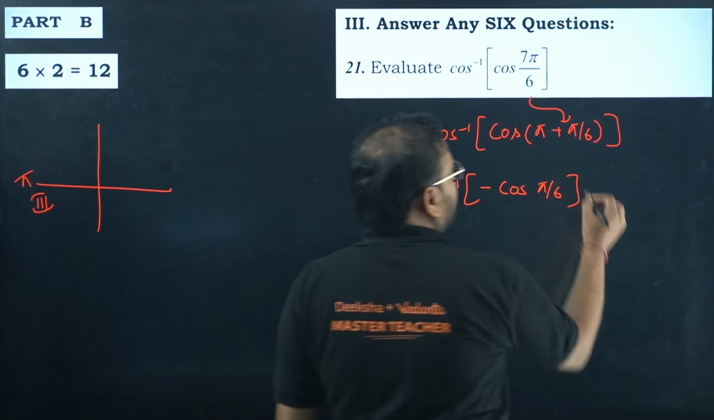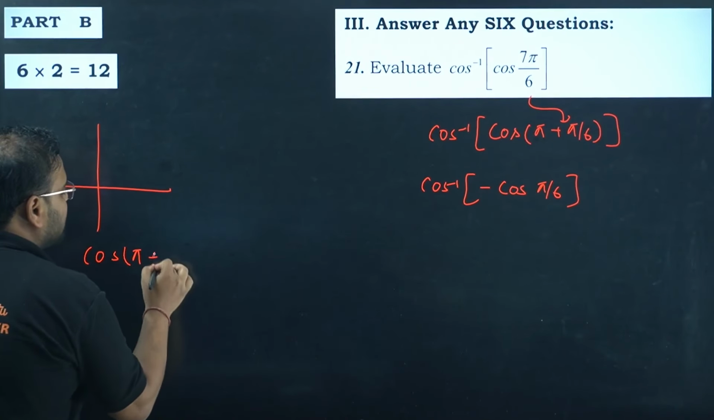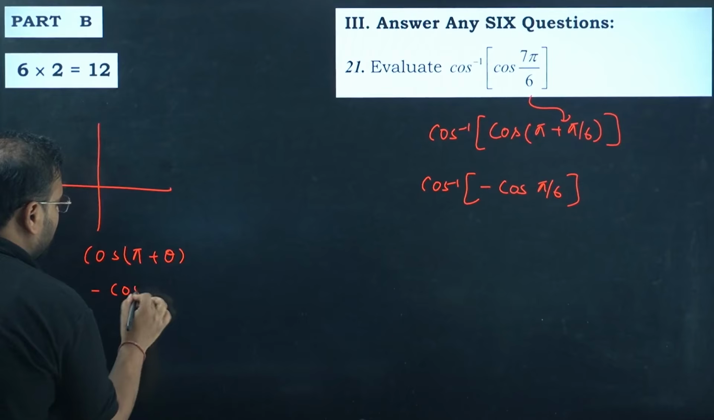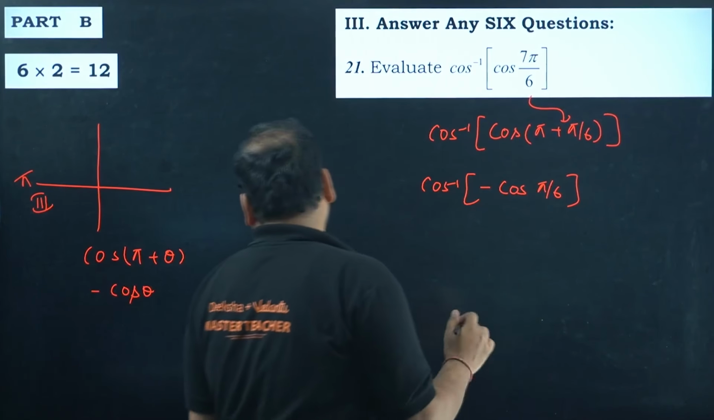You can check from here. The formula I'm talking about is, check here, cos of pi plus theta is minus cos theta. Now I think you can remember. Yes, okay. Now one more formula we know.